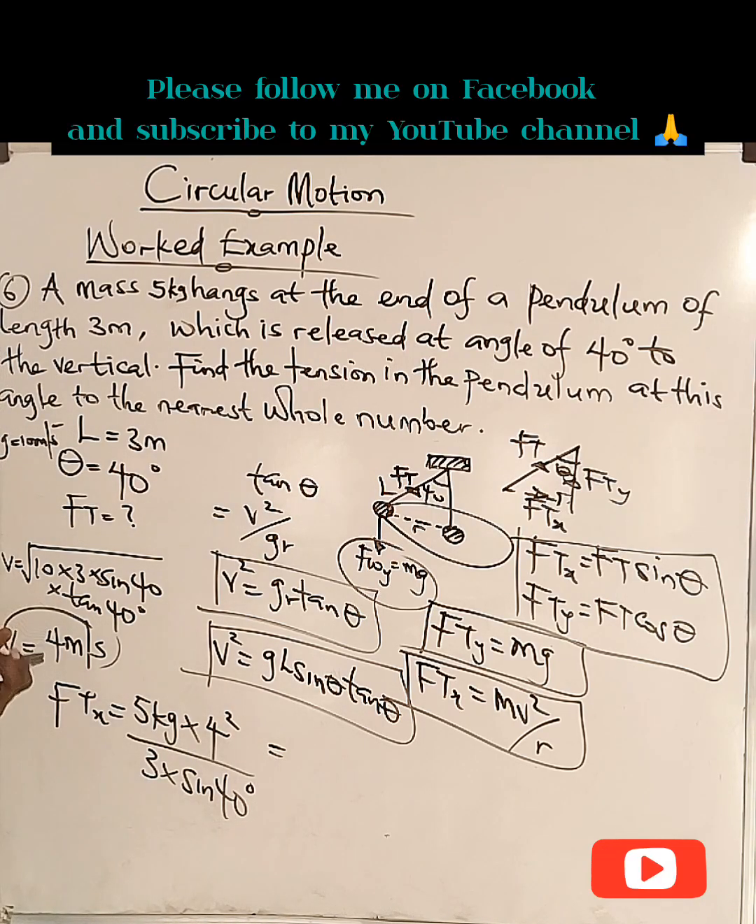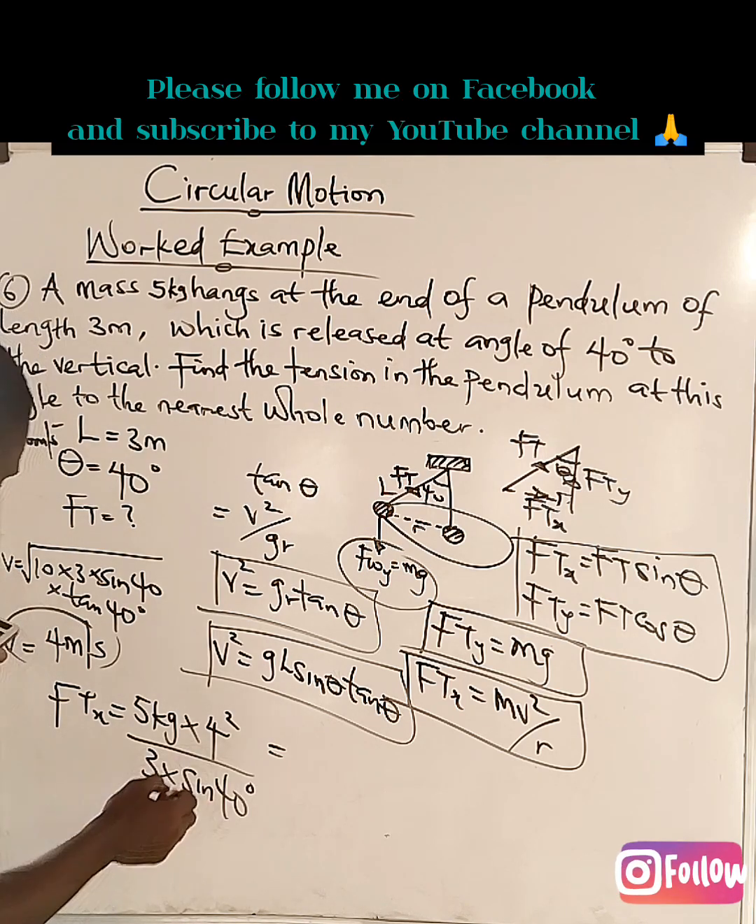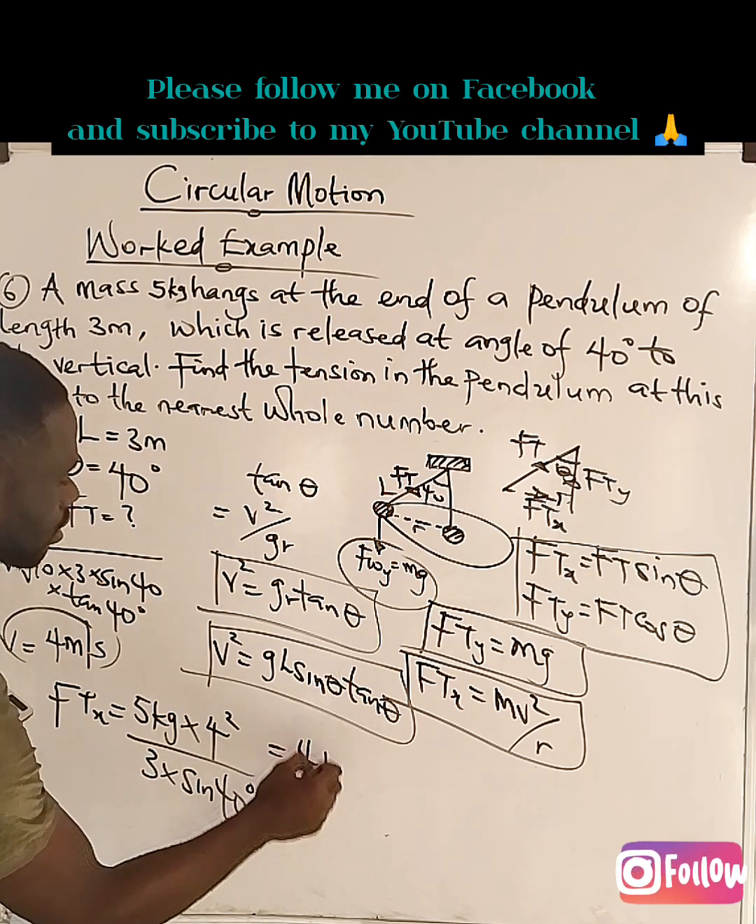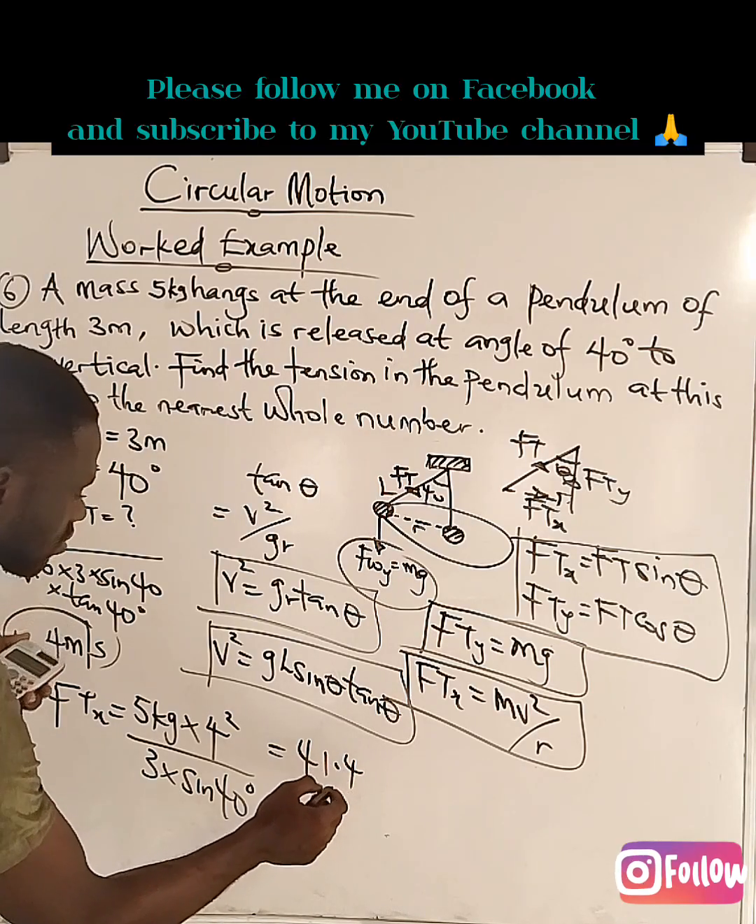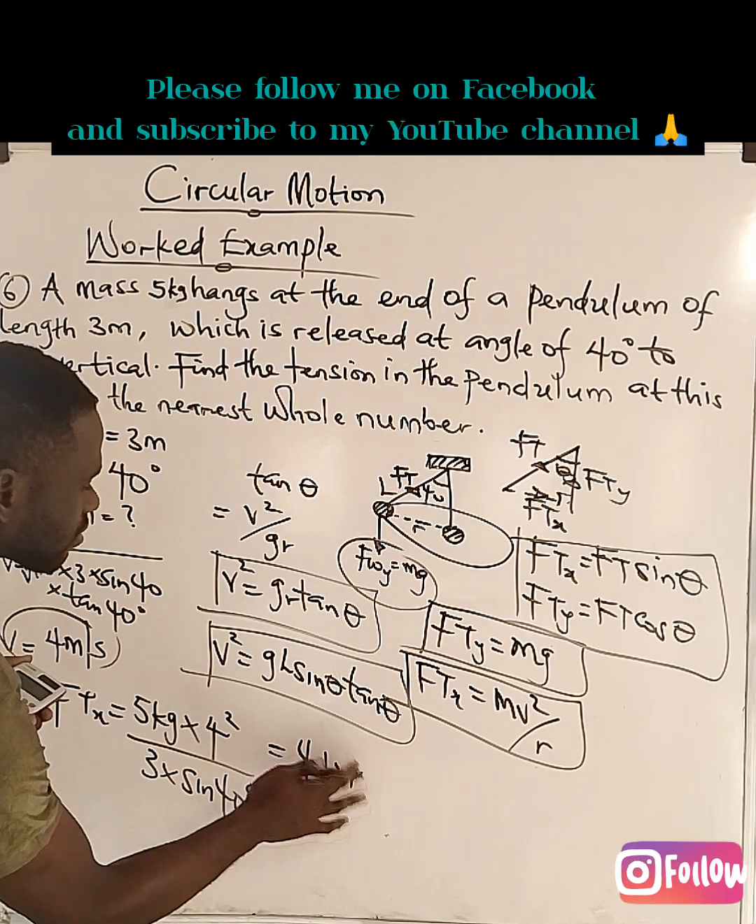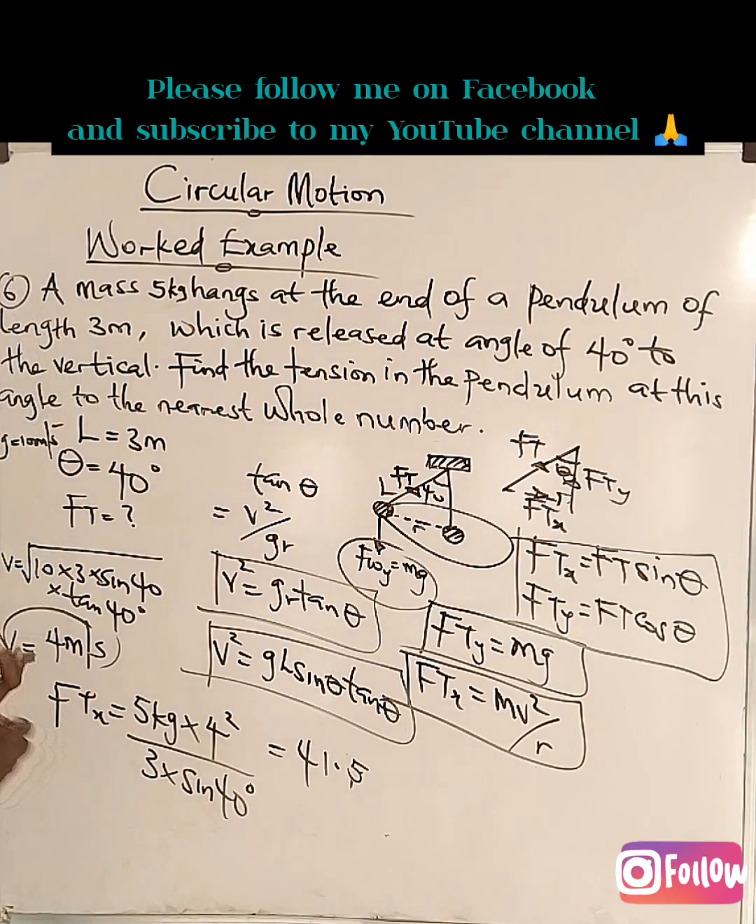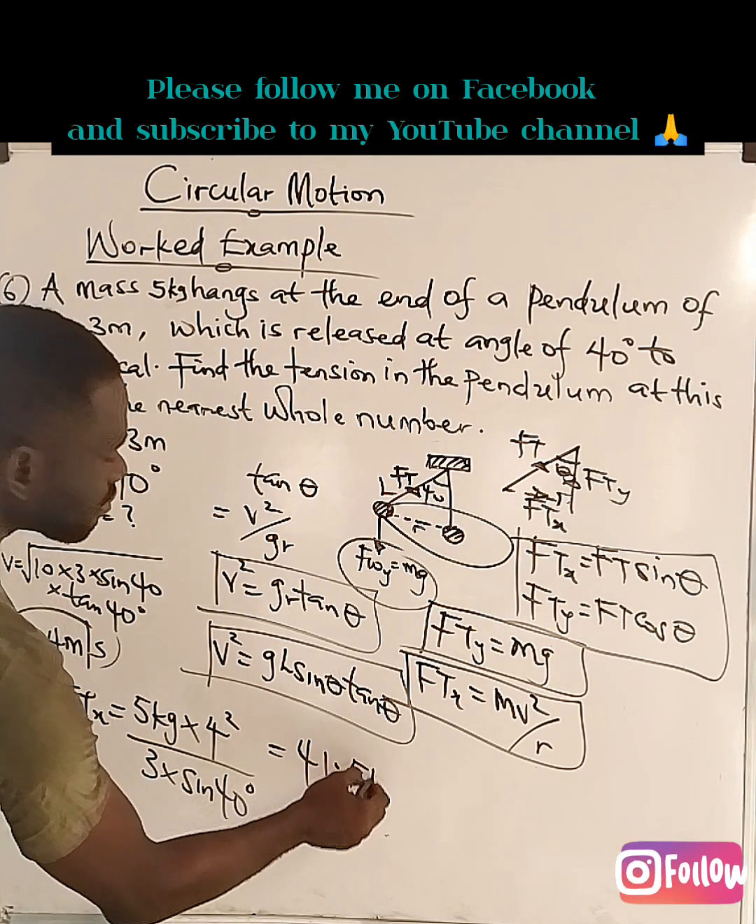So let's quickly use our calculator also to make this very quick. What do we have? We have 5 times 4 raised by 2 is 16, divided by 3 times sine 40. That will give us 41.485, so let's say that's 41.5. Now, this is the force of tension along the x-axis, 41.5 Newton.